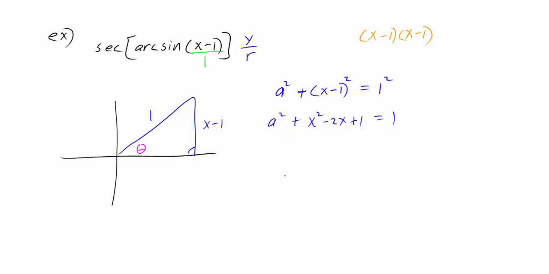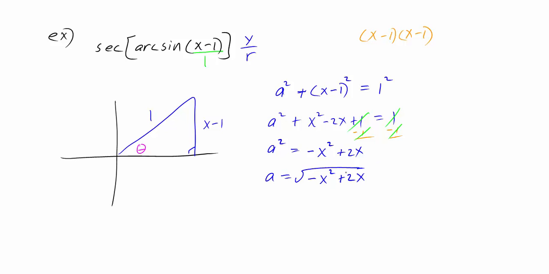So now we need to solve for a. If we subtract 1 from both sides, the 1's are going to cancel out. And now I need to subtract the x squared. So if I move the x squared to the other side, that'll become a negative x squared. And the negative 2x, we add it to the other side, so that becomes a positive 2x. And then to get a, we're going to take the square root. So a is equal to the square root of negative x squared plus 2x.